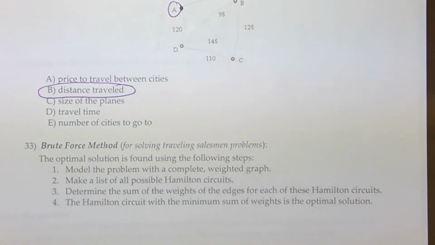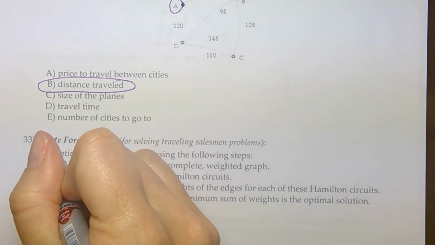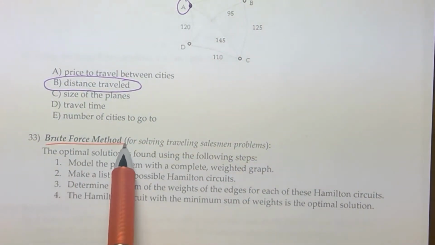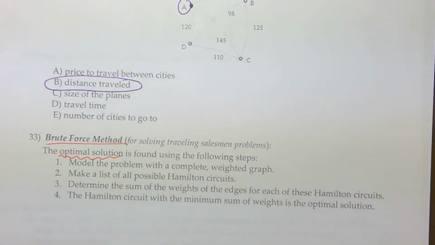Okay, so the brute force method means that we are going to check all the possibilities and see what each of those solutions are. And then we'll determine from that for sure what is the optimal solution. The brute force method is the way to be sure we have the optimal solution.